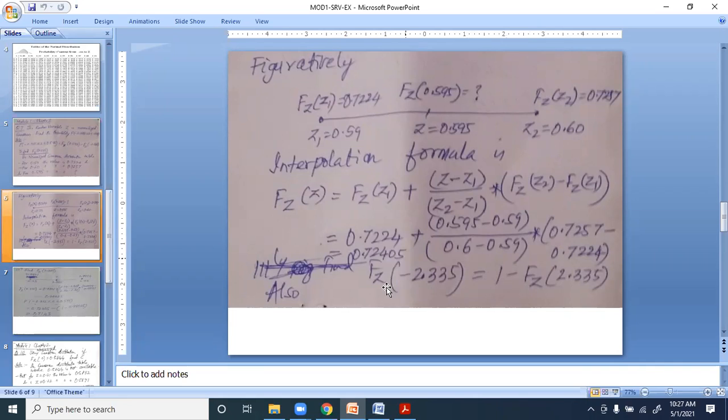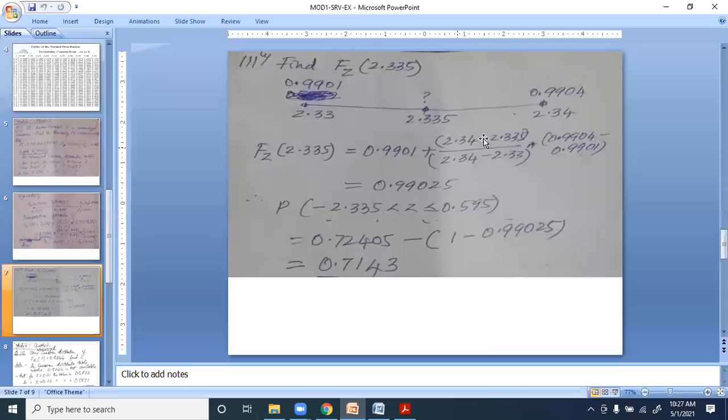In the same way, we have to find F_Z of minus 2.335, and that is equal to 1 minus F_Z(2.33). Negative values we don't have, and therefore we get 1 minus the positive quantity over here. And this value can again be found from the table.